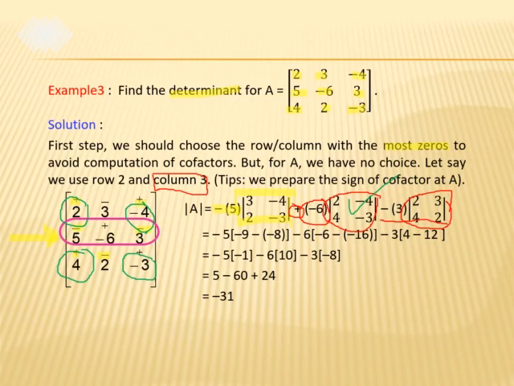Okay. Then we solve for minor. 3 times -3, 2 times -4. Okay, and then you proceed until you get the answer.